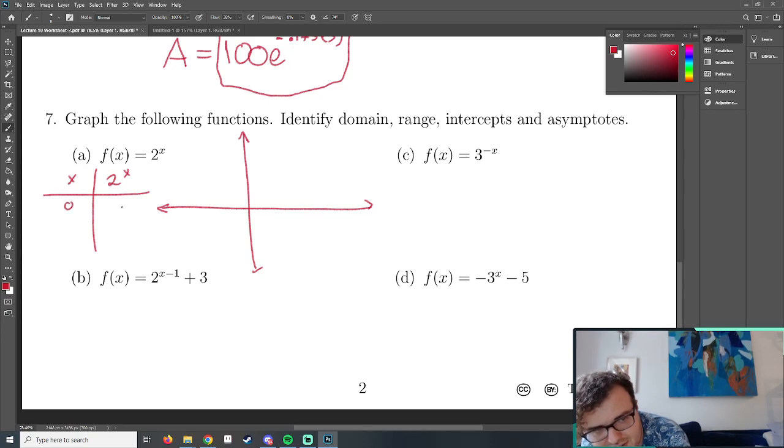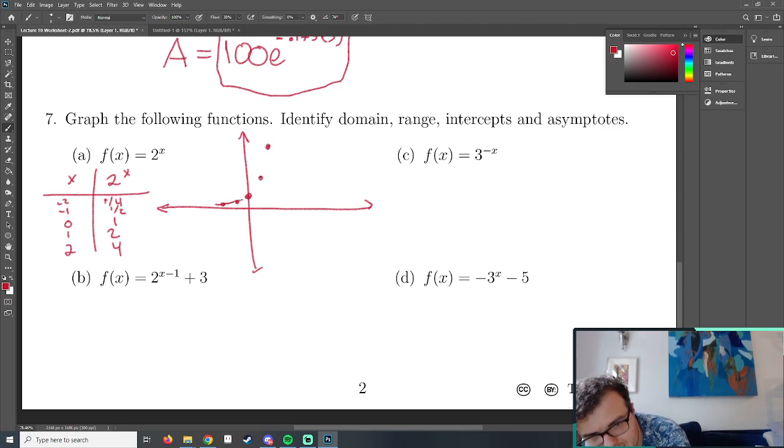Well, if x is 0, 2 to the x is 1, right? Because 2 to the 0 is 1. If x is negative 1, this is 1/2. If it's negative 2, it's 1/4. If it's 1, it's 2. If x is 2, then 2 to the 2 is 4. And so you can get these points, which would look something like this.